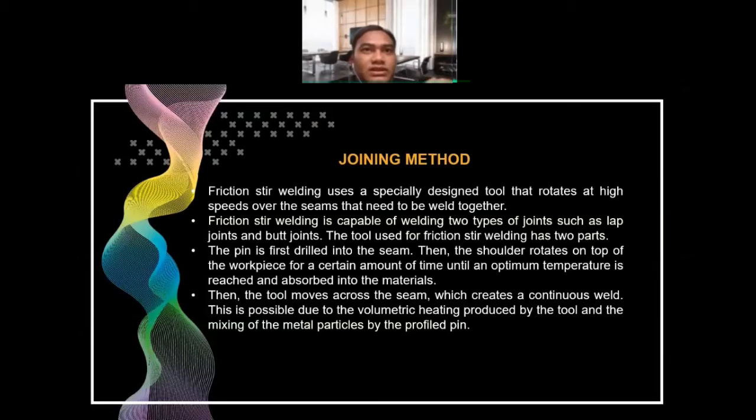The pin is first drilled into the seam. Then the shoulder rotates on top of the workpiece for a certain amount of time until an optimum temperature is reached and absorbed into the materials. Then the tool moves across the seam, which creates a continuous weld. This is possible due to the volumetric heating produced by the tool and the mixing of the metal particles by the profile pin. That's all for me.